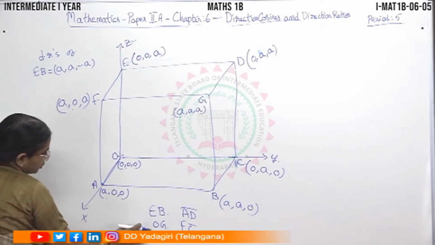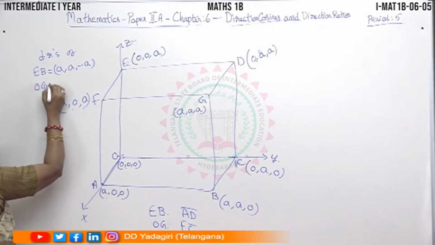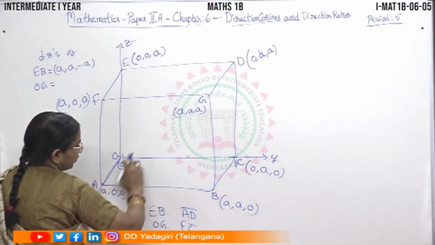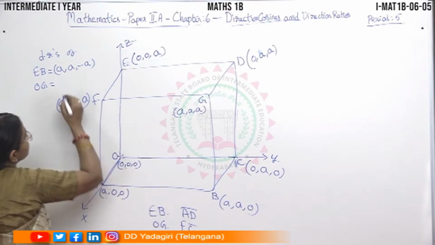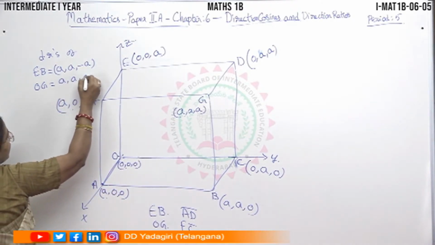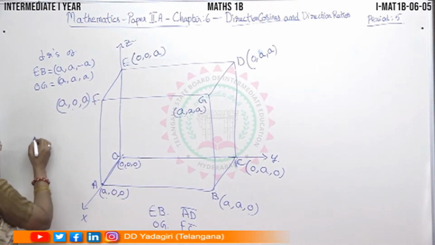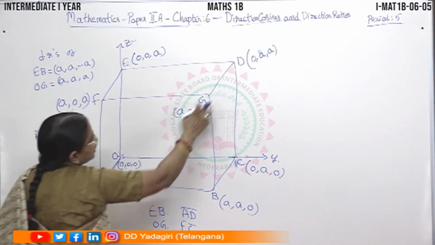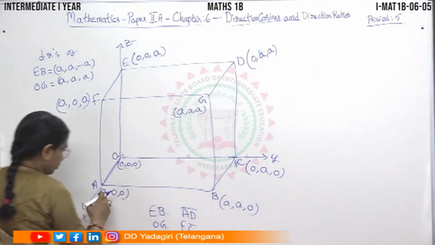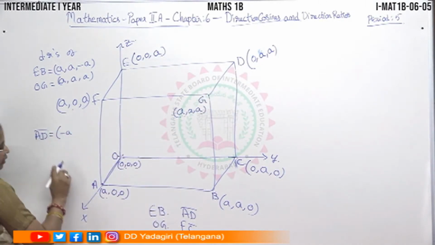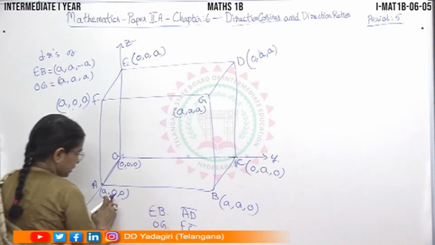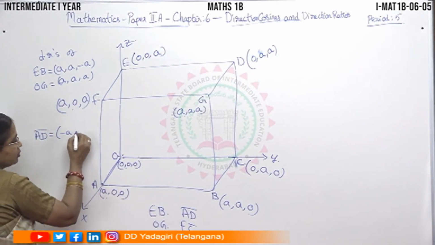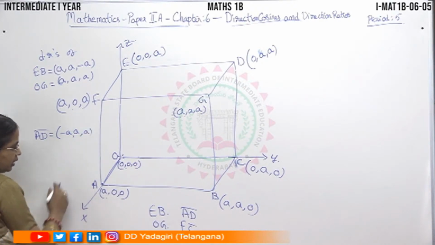Now the direction ratios of OG, origin O and G: A minus 0, A minus 0, A minus 0. So that will be A, A, A. Now the direction ratios of AD. A is here, D is here. So subtract: 0 minus A, so minus A, and then A minus 0. That is Y2 minus Y1, Z2 minus Z1. So minus A, A, and then again A.